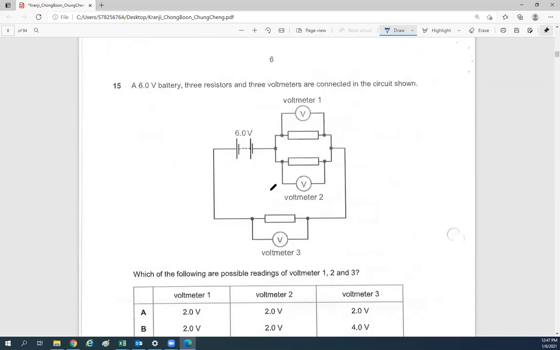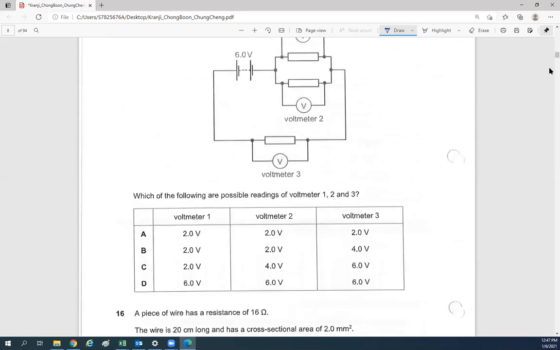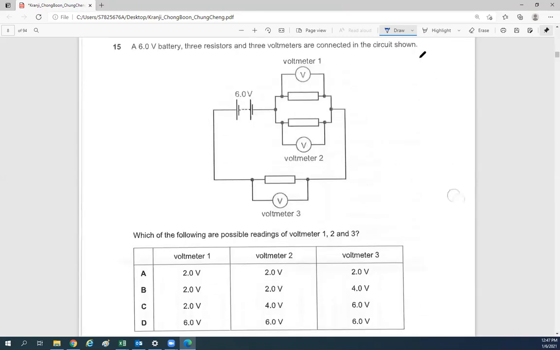Okay, next, I've got a battery, three resistors, 1, 2, 3, and three voltmeters, 1, 2, 3. What are the possible readings of voltmeter 1, 2, and 3? Okay, first, let me see whether they are identical resistors. I'm going to assume that these are identical resistors.